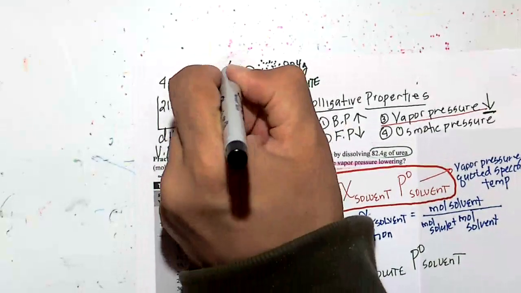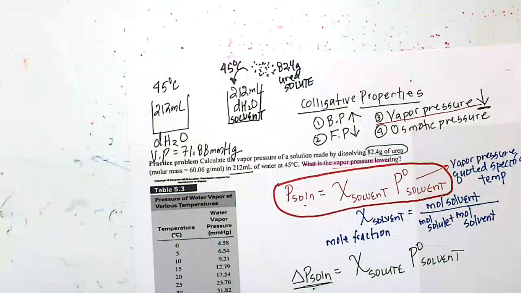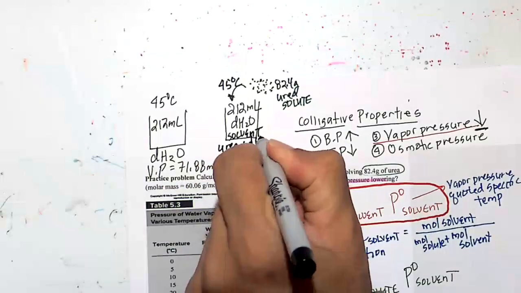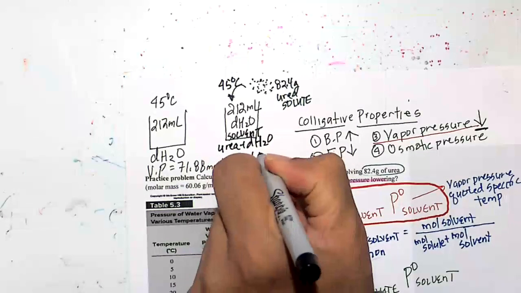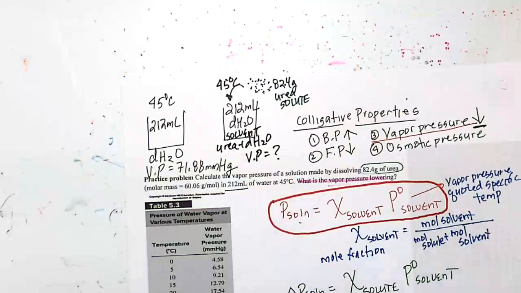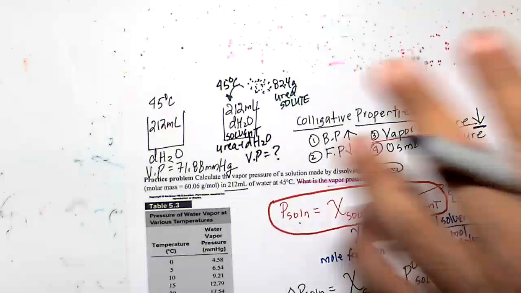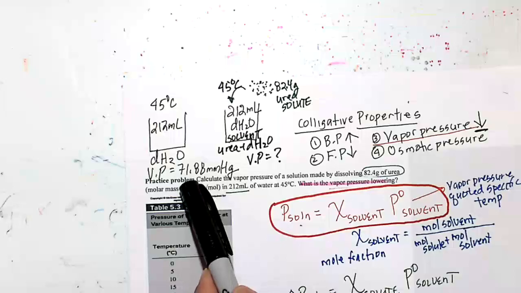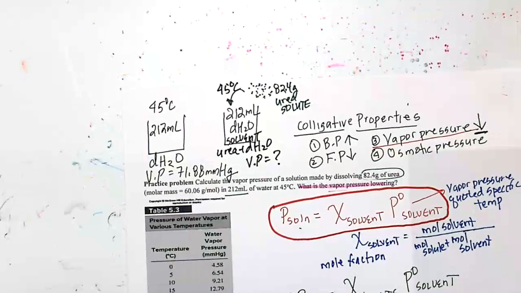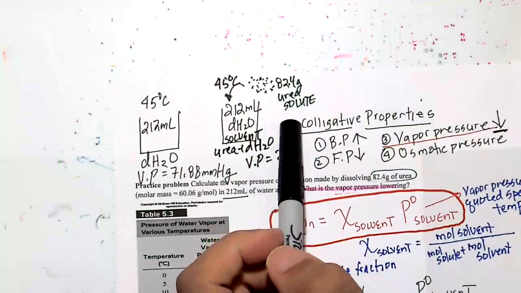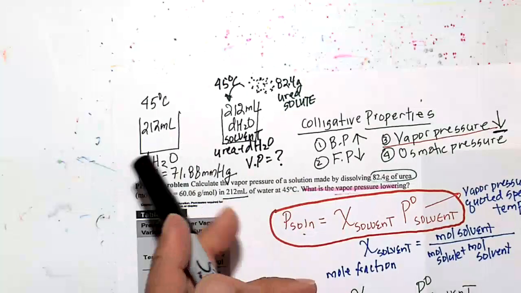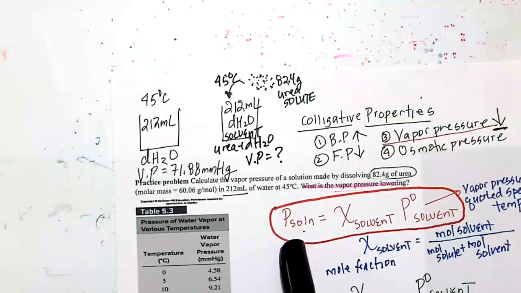Usually some textbooks, like biology or biochem, will call water the universal solvent. Okay, we're still at 45 degrees. The question is, now we have urea plus the deionized water. What is the vapor pressure going to be? Okay, and we've made a solution. The new vapor pressure will be lower than 71.88 millimeters of mercury because we added 82.4 grams of urea.